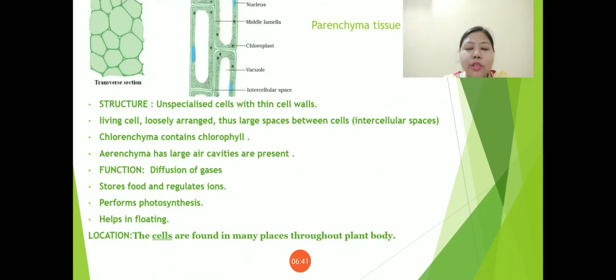The main functions of parenchyma tissue is to help in diffusion of gases, store food in stems and roots, and regulate ions. The chlorenchyma helps in performing photosynthesis, and the aerenchyma gives buoyancy to the plants and helps in floating. The parenchyma cells are found in many places throughout the plant body.